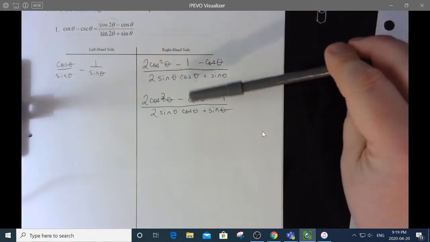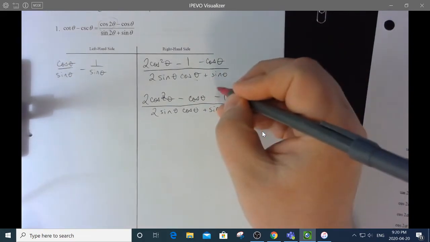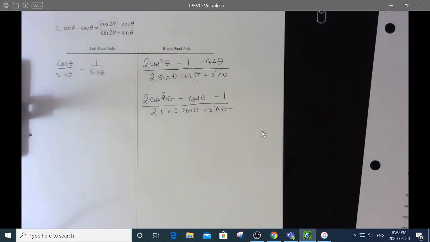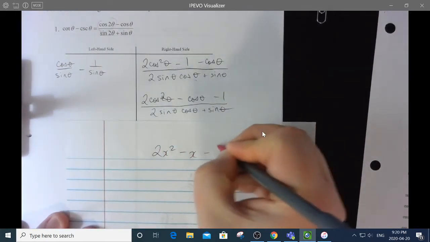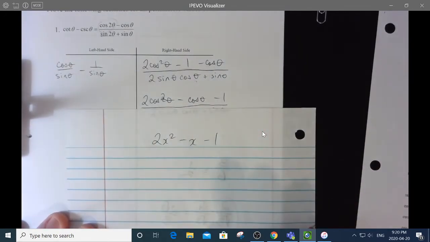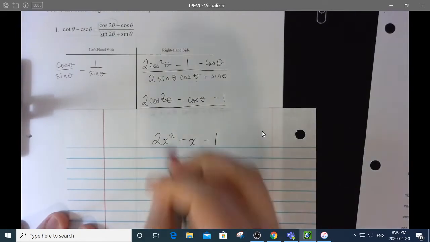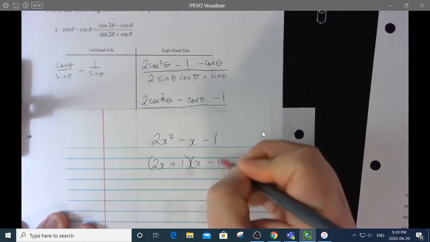Okay, do you recognize what's going on here? We're going to use our factoring skills. Can you look at that and have it remind you of 2x squared minus x minus 1? Can you see that in there? Because you can factor that. It's 2x plus 1, x minus 1.